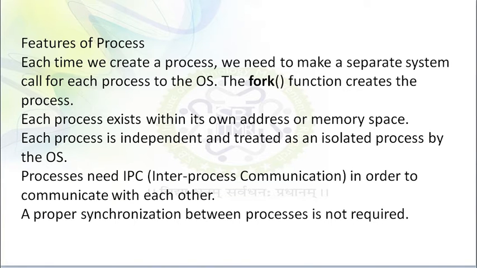Features of the process: each time we create a process, we need to make a separate system call for this, and the fork function creates the process. Each process exists within its own address or memory space. Each process is independent and treated as an isolated process by the OS. Processes need IPC, inter-process communication, in order to communicate with each other. Proper synchronization between the processes is not required.